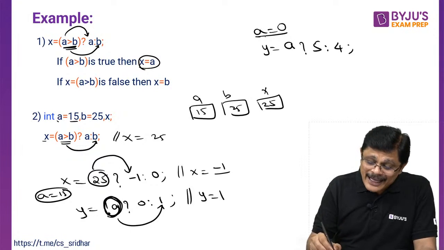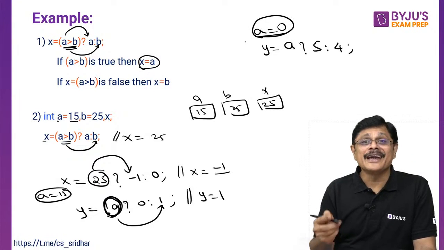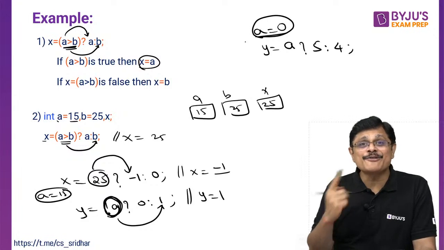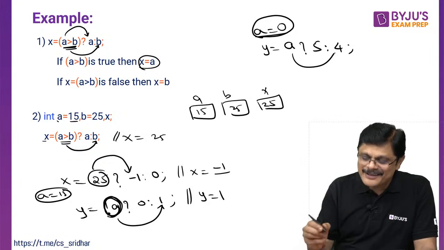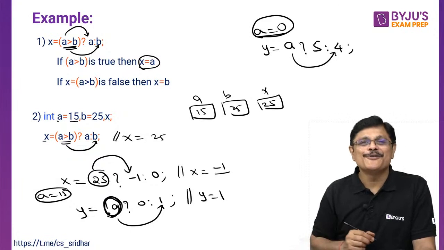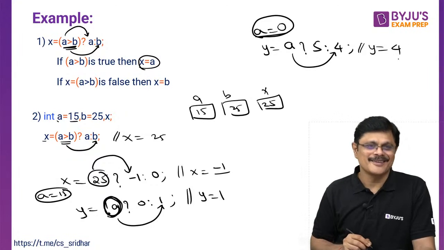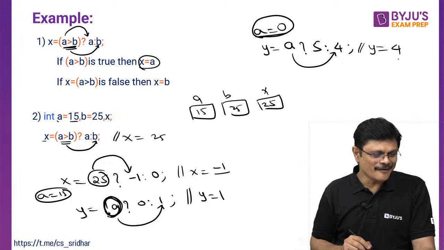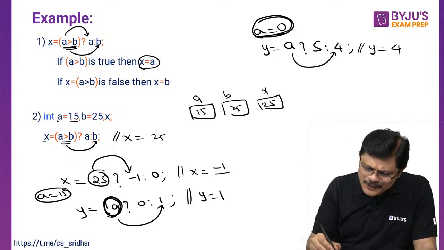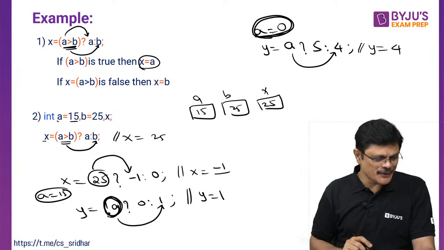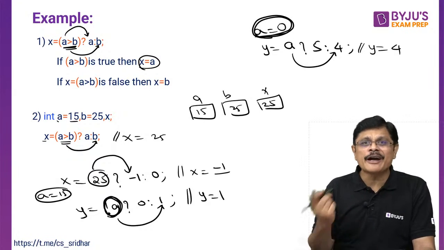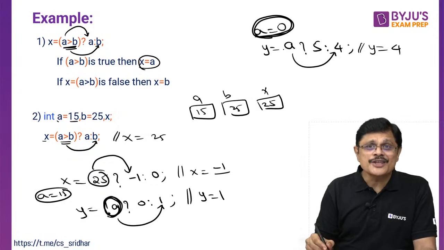See my dear friend, A is 0. 0 means false. False means 4. So the value of y will be 4. Not 5, Nandini. A value I said 0. Suppose if it is non-zero, 5 will come.